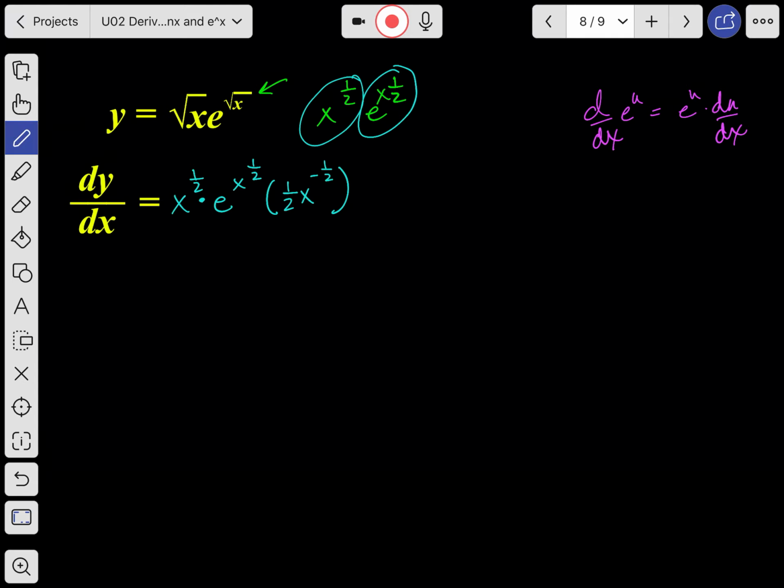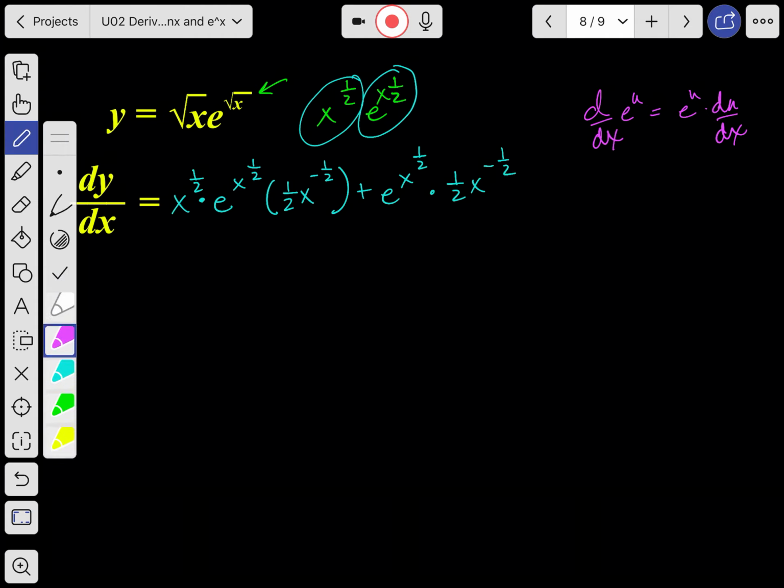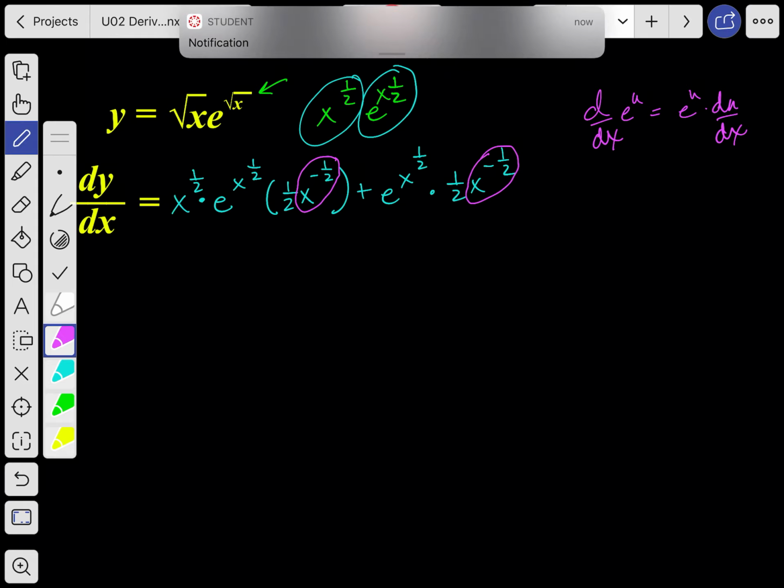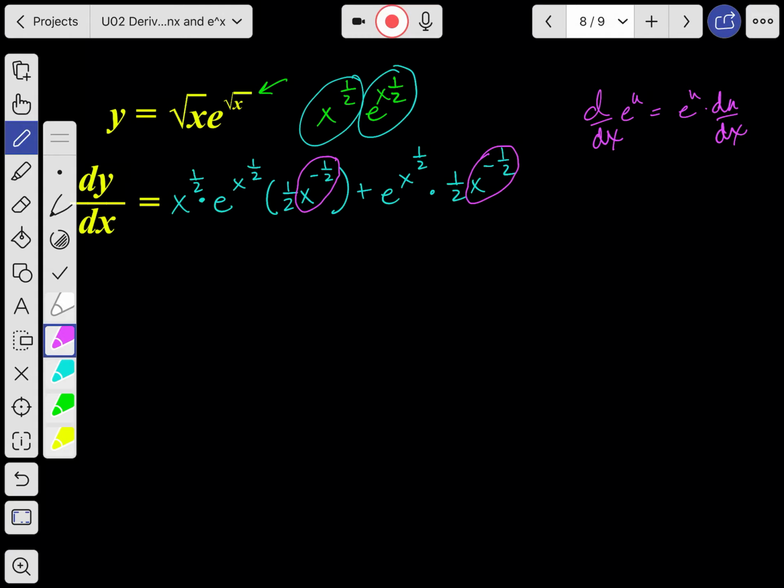All right, so we have first times derivative of the second plus the second times derivative of the first. Okay, so let's see what we can do to clean up here. Really, the only thing that I might recommend is when you've got these factors with these negative exponents, move them to the denominator. And if you want, you can go ahead and rewrite the rational exponents with the square roots. It doesn't really matter to me.